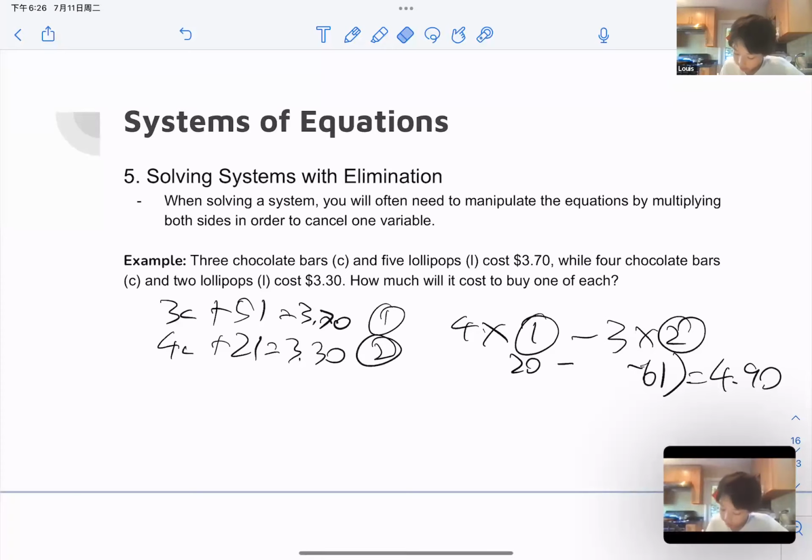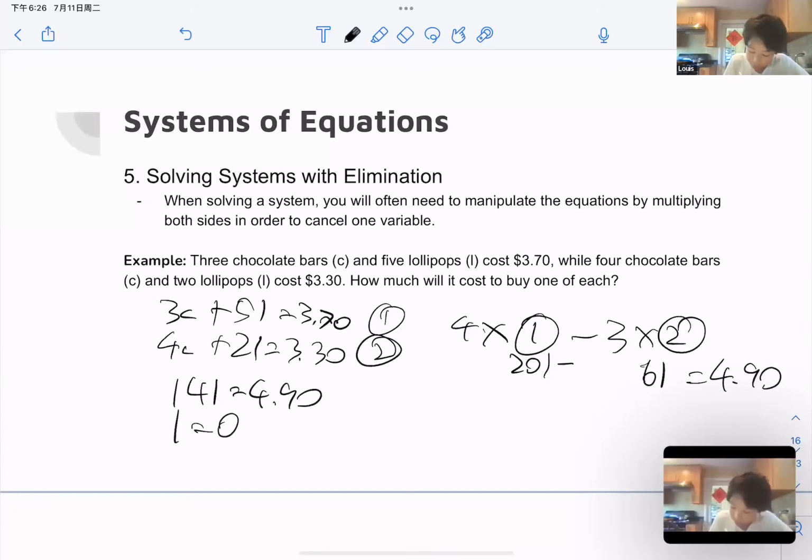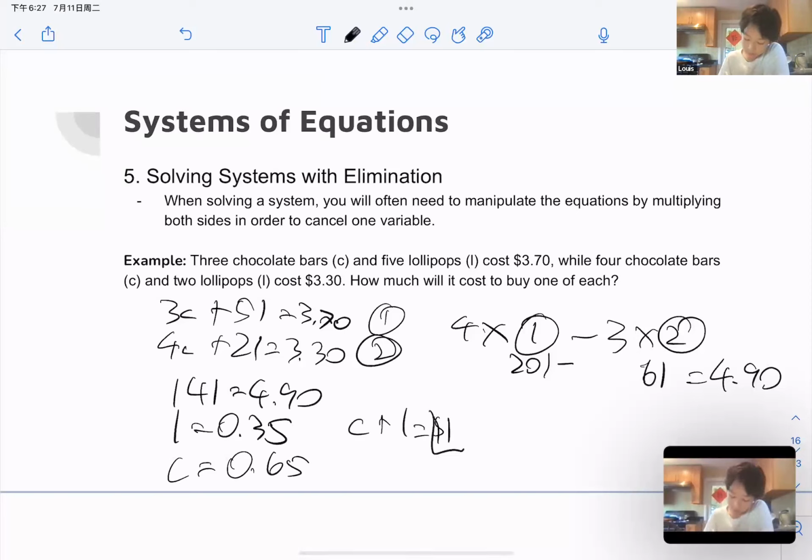we just have this, which is 14L equals 4.90. So L equals 0.35. And after substituting L into one of these two, we get that 3C equals $0.65. So C plus L equals $1.